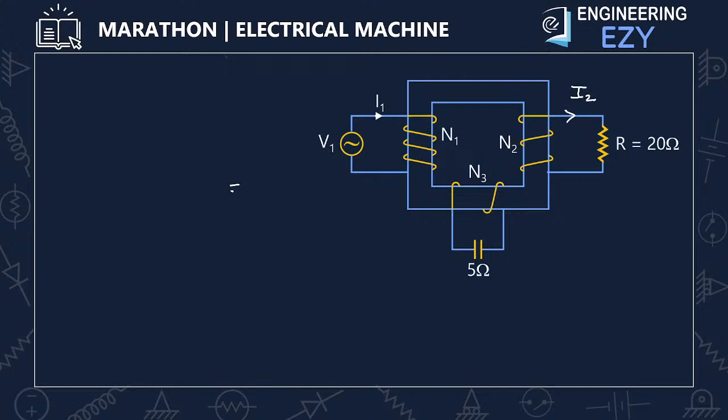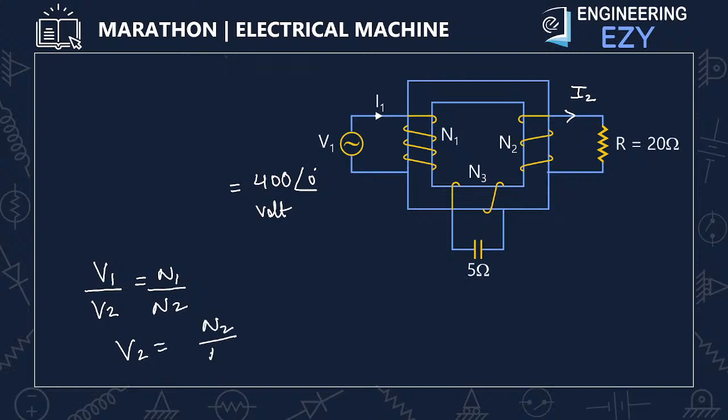V1 is given as 400 angle 0 volt. So what is the V2? V1 by V2 is N1 by N2, because it is an ideal transformer. So what is the V2? V2 is N2 by N1 into V1. N2 by N1 is given as 3 by 9.